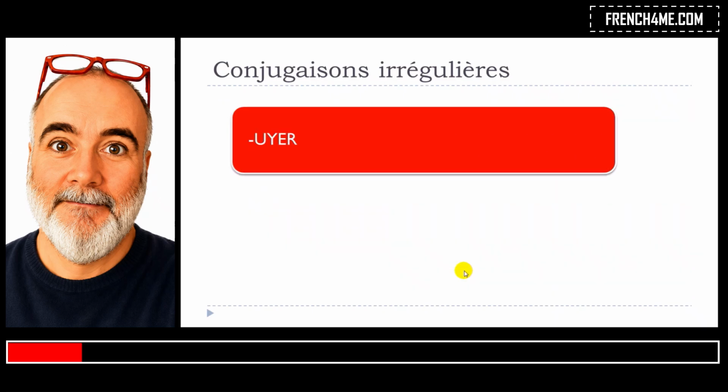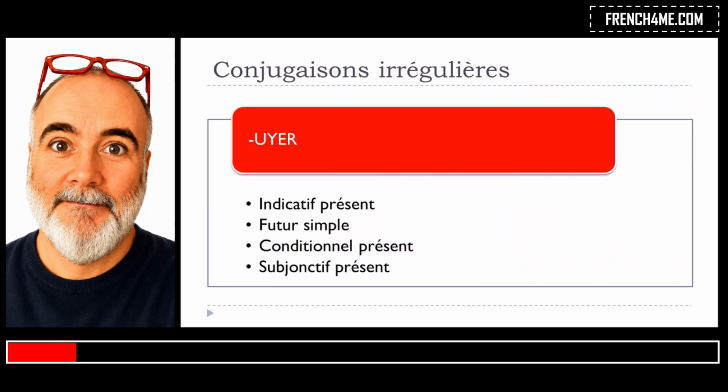Okay, so let's remember that if you've got these verbs ending with uyer, indicatif présent will be slightly modified as we saw, futur simple, conditionnel présent, and then subjonctif présent as well.